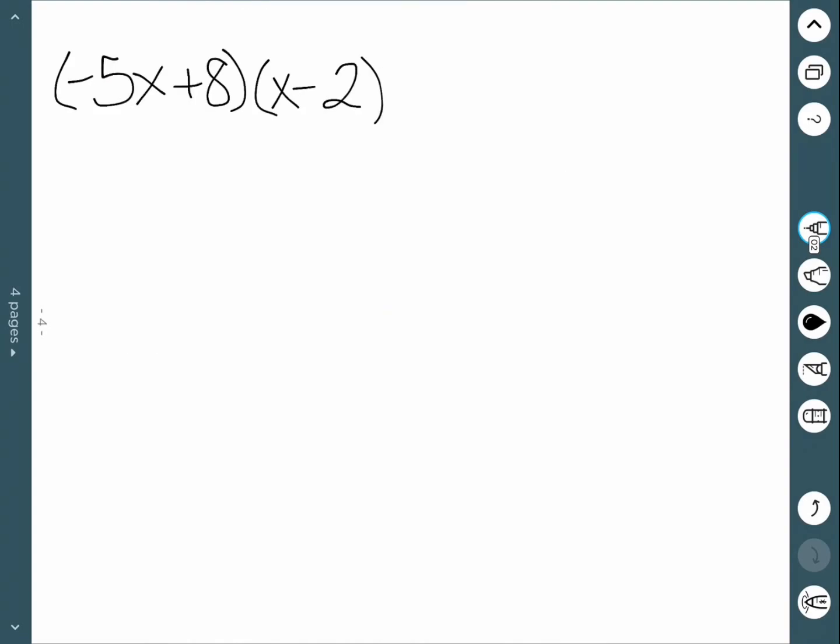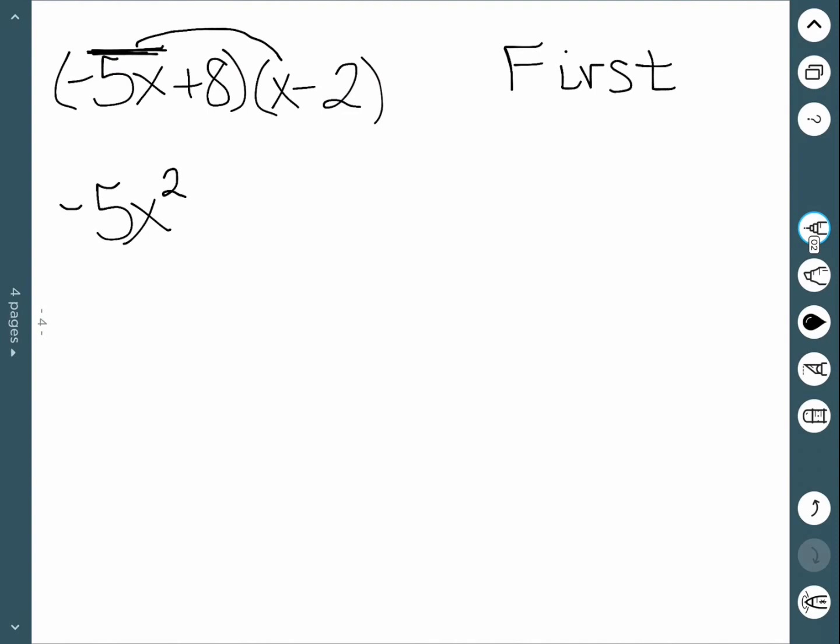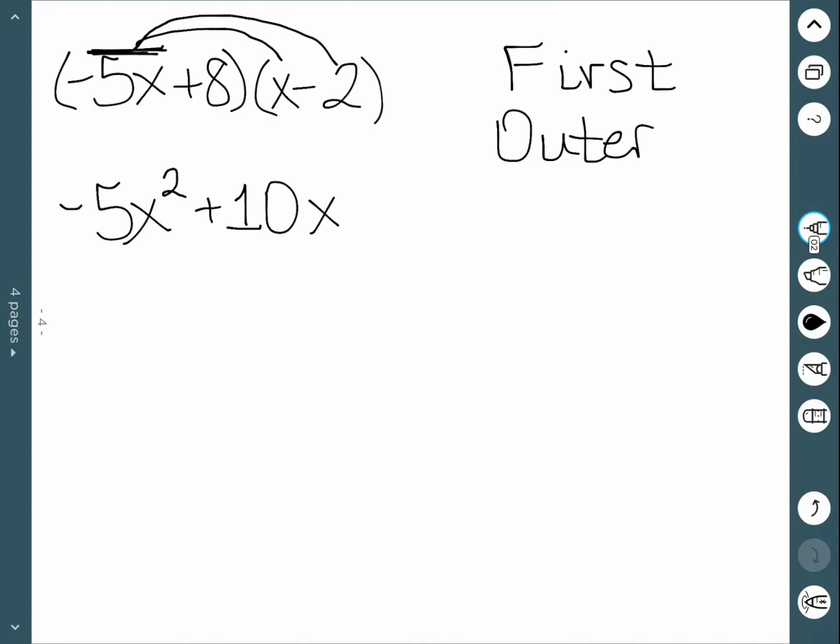This one looks a little bit easier because our second parenthesis no longer has 3 different things, instead it has 2. But we can still do the same process. We do the negative 5x times x, which would be negative 5x squared. And immediately whenever you see this problem, you may remember FOIL. And that F stands for first, multiplying the first 2 terms, which is exactly what we just did. The next thing in our process was to multiply negative 5x times negative 2, which would be 10x. And that's the O for the outer terms. I multiplied the 2 outside terms.